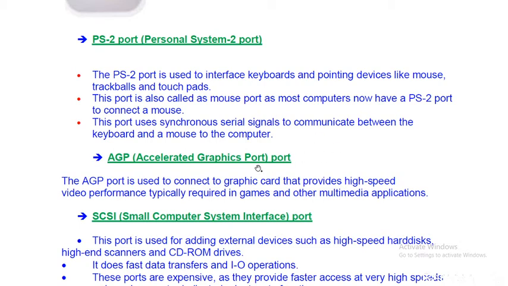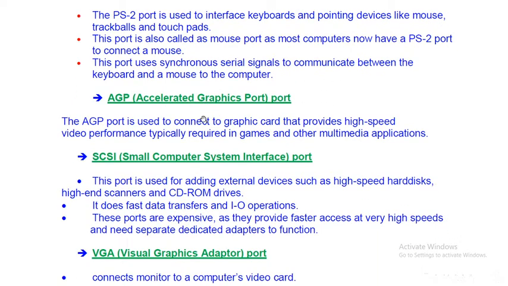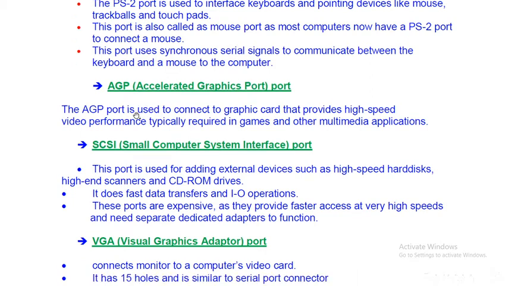Okay. So auxiliary graphics port, already we have discussed it. The AGP port is used to connect the graphics card and provides high speed video performance typically required in games and other multimedia applications. So to operate multimedia applications, we require this port, and we place the graphics card at this port.